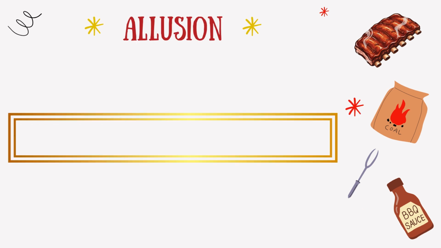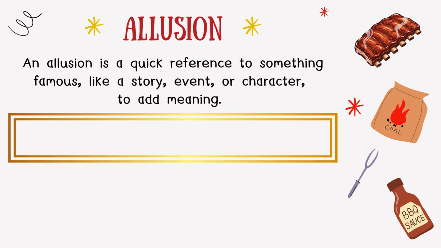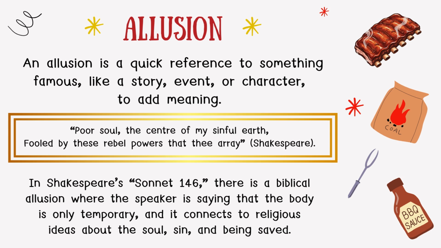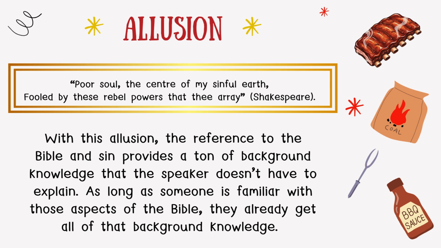Finally, let's go over allusion. An allusion is a quick reference to something famous, like a story, event, or character, to add meaning. The line from this sonnet reads, "Poor soul, the center of my sinful earth, fooled by these rebel powers that thee array." In Shakespeare's Sonnet 146, there is a biblical allusion where the speaker is saying that the body is only temporary, and it connects to religious ideas about the soul, sin, and being saved. In using this allusion, the reference to the Bible and sin provides a ton of background knowledge that the speaker doesn't have to explain. As long as someone is familiar with those aspects of the Bible, they already get all of that background knowledge.